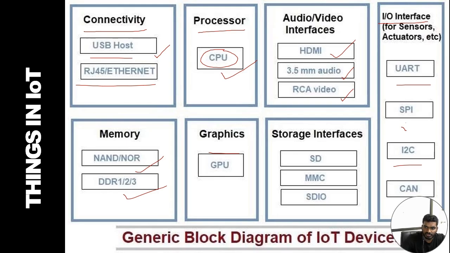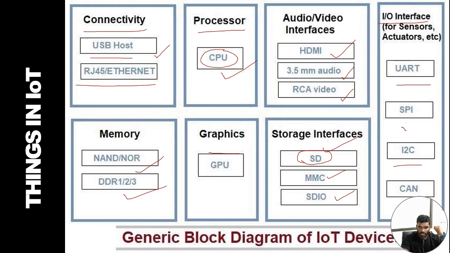And some storage interfaces like SD, MMC and SDIO. So SD is a secure digital card. We all use this in our mobiles. And MMC, multimedia card, and SDIO, secure digital input output. So this SD is used in IoT cameras or drones to store video recordings or images. And this MMC, an older but a similar storage technology used in embedded devices. And coming to this SDIO, it extends the SD card interface for adding additional functionalities like the Wi-Fi or the Bluetooth in IoT devices.